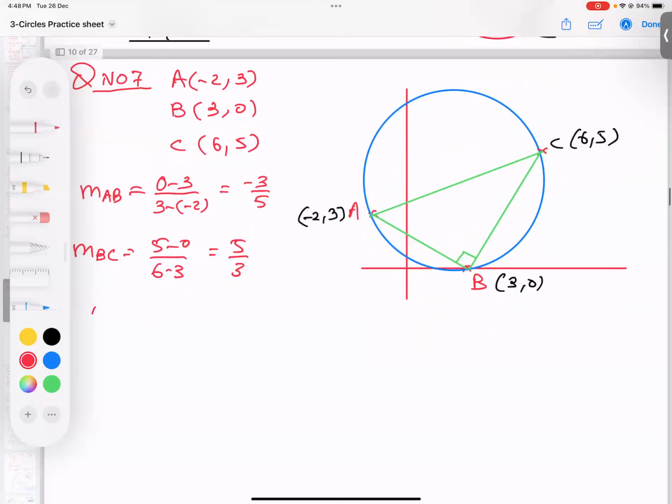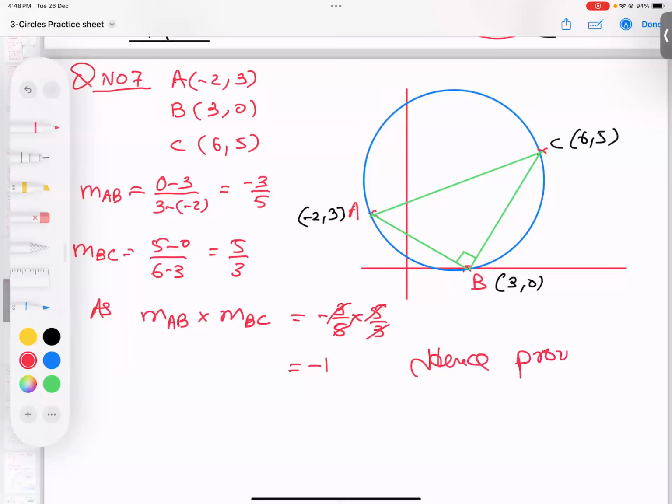Now check the gradient of AB times the gradient of BC. I multiply: this value comes from here, -3 upon 5, and this value comes from here, 5 upon 3. Students, check: 3 cancels, 5 cancels. I get -1. Hence proved. What is proved? That angle ABC equals 90 degrees.